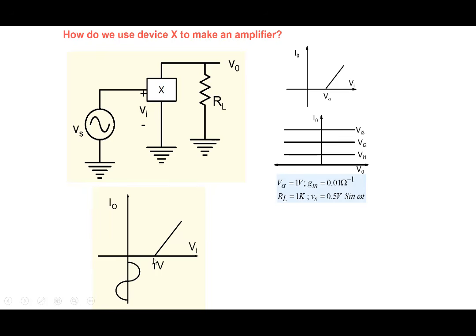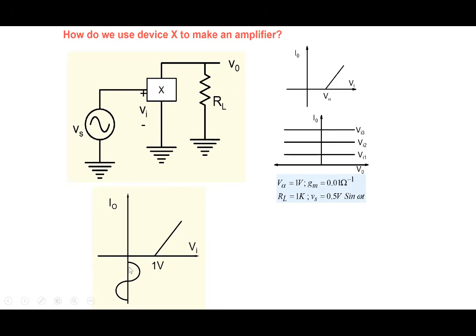I0 versus Vi we are saying is in this form. For the sake of discussion, let's take V alpha equal to 1 volt here. The threshold point is 1 volt here. And Gm let's take as 0.01. And let's put some load resistance of 1 kilo ohm. And the signal that we want to amplify will be some small signal here. And just for the sake of discussion, we could have taken any small value here. Let's say, suppose it is 0.5 volt sine omega t. So note that we are applying this Vs signal here to the input. And we have this characteristic I0 versus Vi given over here. So Vi is varying like this here.